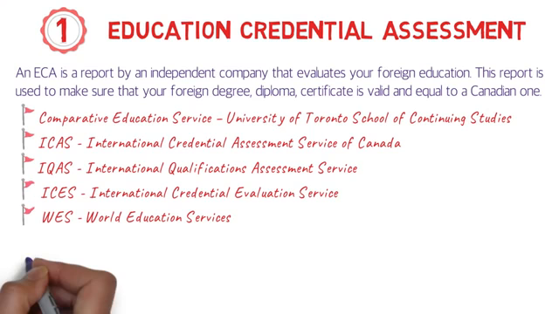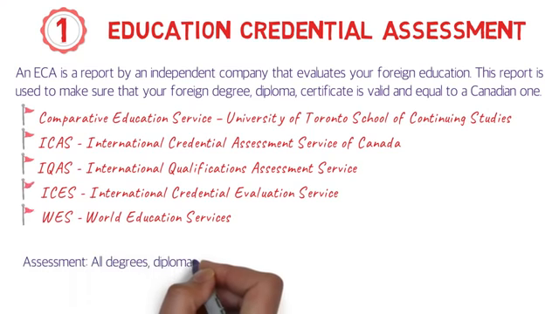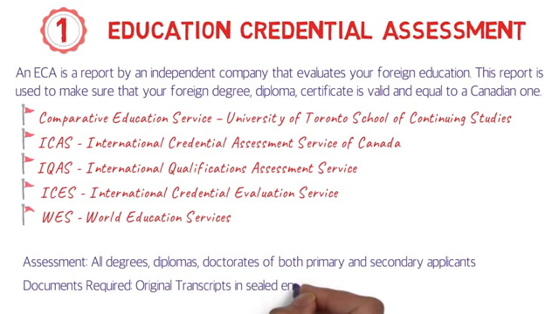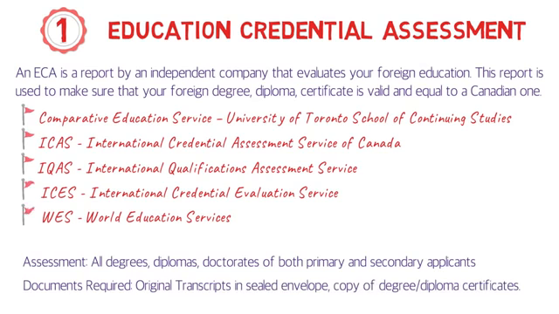Okay, now the assessment is done for all the degrees, diplomas, doctorates of both primary and secondary applicants. So if you're applying with your spouse, ECA needs to be done both for you and your spouse. There will be 2 different applications. Now the documents required would be the original transcript in a sealed envelope and the copy of degree, diploma, certificates. Mind it, 10th and 12th certificates and mark sheets are not at all required. So this is all that is required.